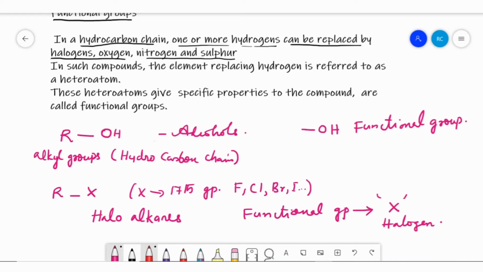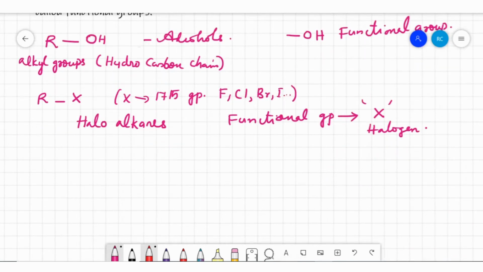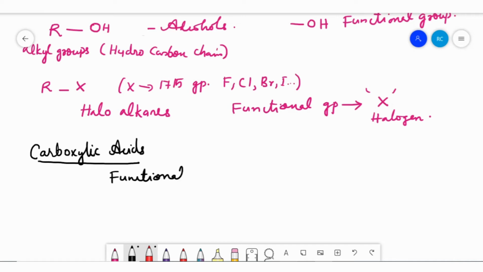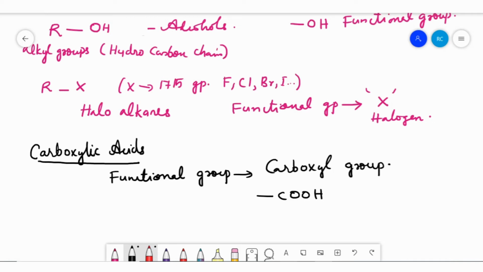In your textbook, you need to study a very important functional group, carboxylic acid. I'm going to explain what is meant by the carboxylic functional group and what these compounds are called. Today I'm going to explain in detail about carboxylic acid. The compounds are called carboxylic acids. Here the functional group is the carboxyl group, and it is represented by the structure COOH. This is the functional group of carboxylic acids.